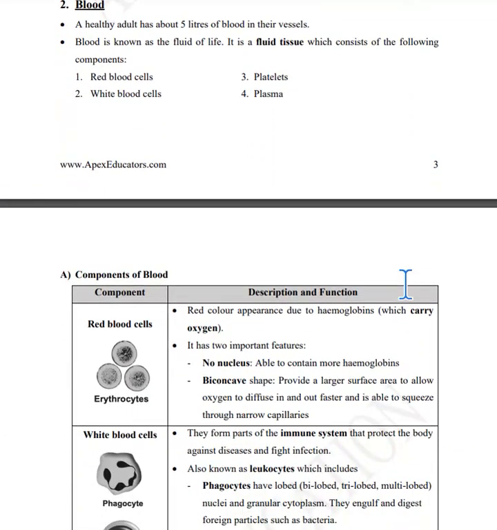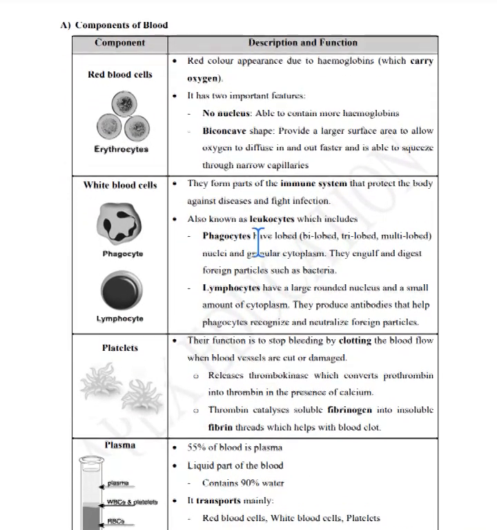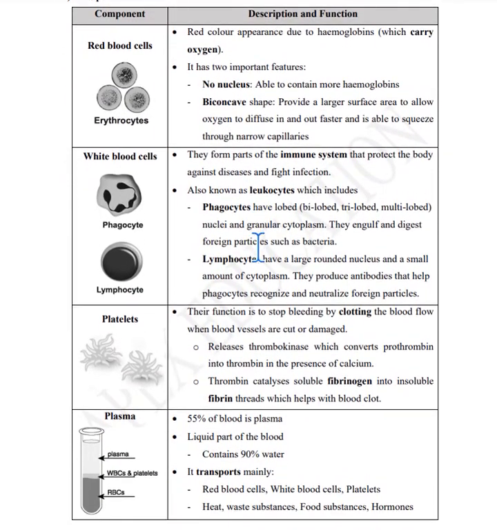Then the component of blood, you need to know that it has red blood cell, white blood cell, platelets, and plasma. So let me explain. Red blood cell basically has no nucleus and a biconcave shape. That is what we covered in chapter 1 just now, under cell structure and organization. That's why you don't need to know.